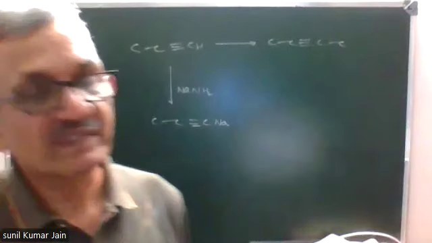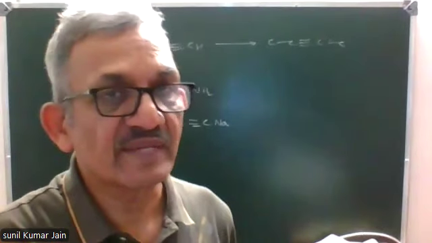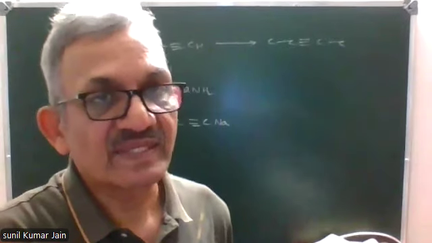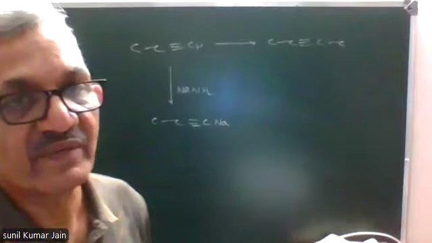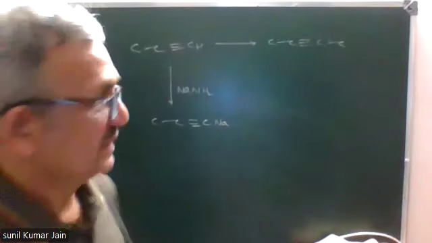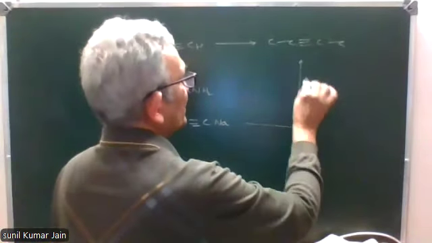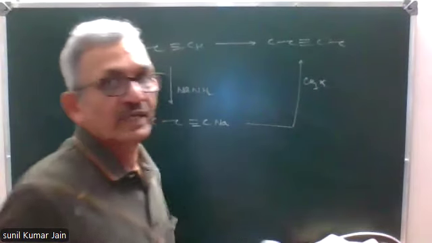React with sodamide. This reaction I told you in one of the assignments earlier as well. This is a class 11 reaction, the acidic nature of alkynes. React with sodamide, you'll get the sodium salt of propyne. Then react with halomethane.